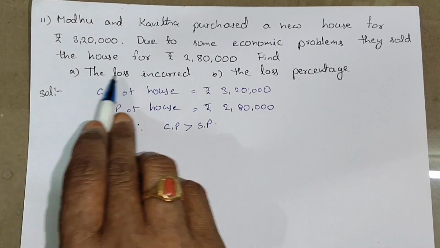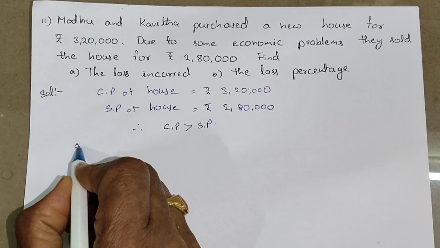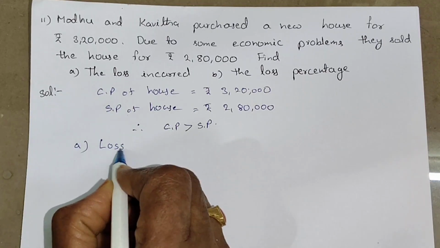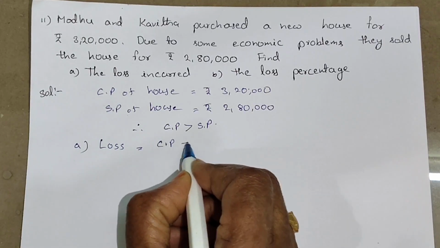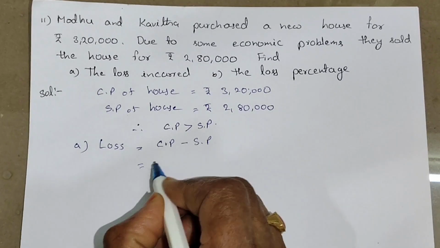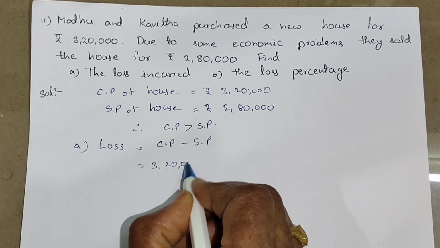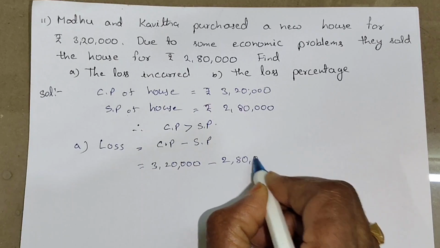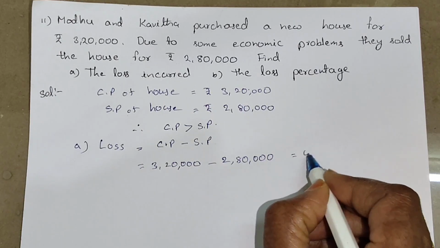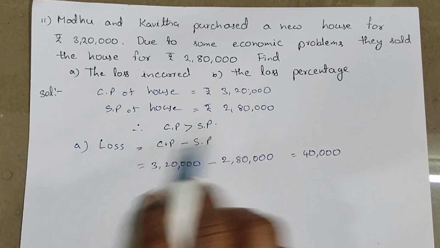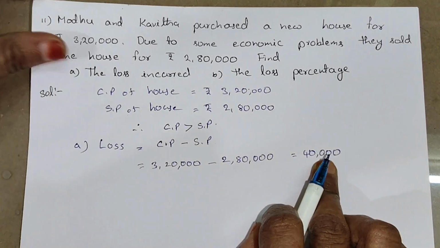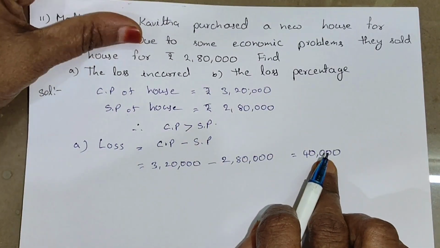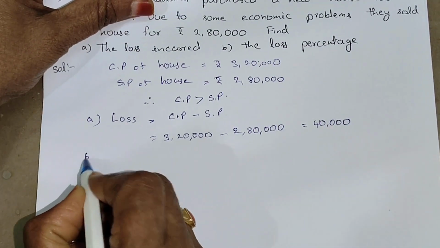Now first one here the loss incurred. So first A answer is loss. Loss equal to cost of price minus selling price. Here cost of price is equal to 3,20,000 minus selling price. Selling price is equal to 2,80,000. So now that equals 40,000 is the loss. Loss amount is 40,000.